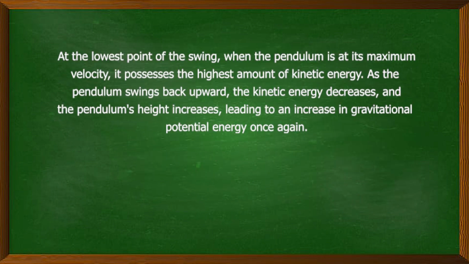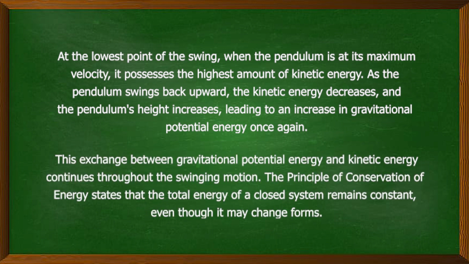At the lowest point of the swing, when the pendulum is at its maximum velocity, it possesses the highest amount of kinetic energy. As the pendulum swings back upward, the kinetic energy decreases, and the pendulum's height increases, leading to an increase in gravitational potential energy once again. This exchange between gravitational potential energy and kinetic energy continues throughout the swinging motion.